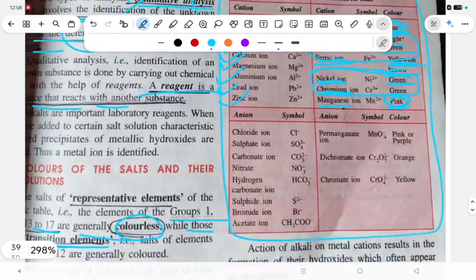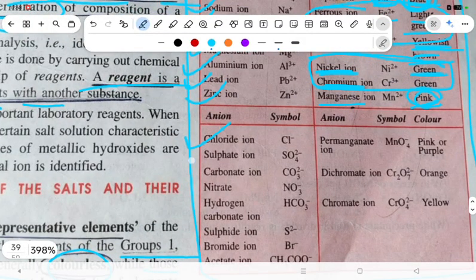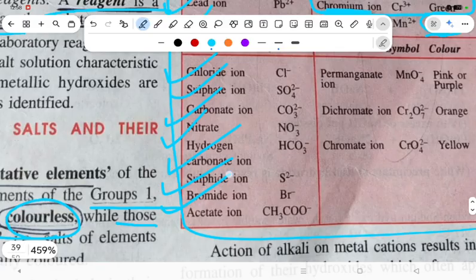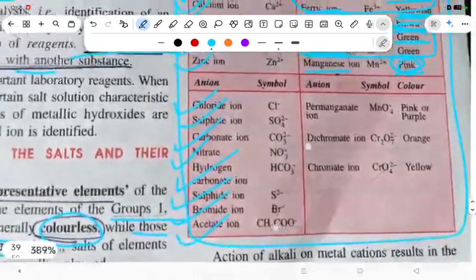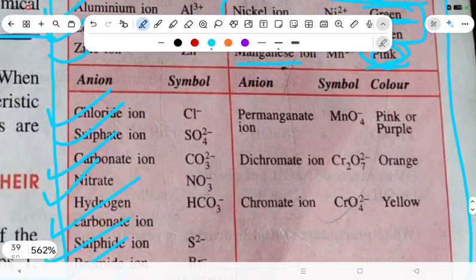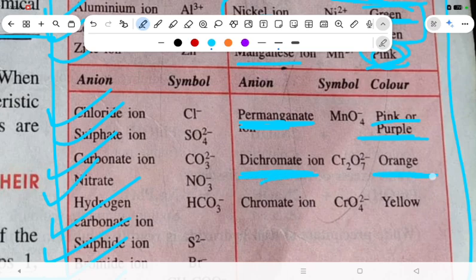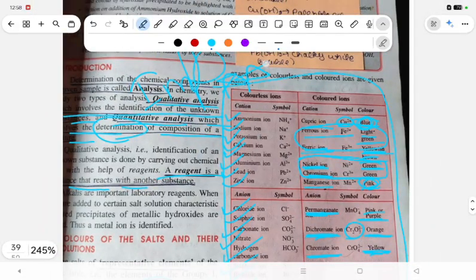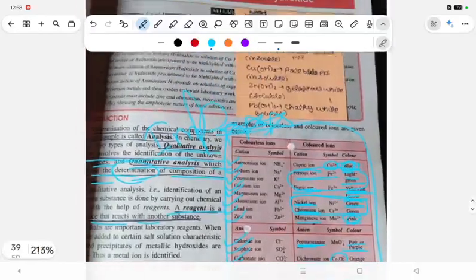Ions which are colorless: chloride, sulfate, carbonate, nitrate, hydrogen carbonate, sulfide, bromide, acetate. And anions which are colored: permanganate, pink or purple; dichromate, orange. Dichromate formula is Cr2O7 2-. Chromate is yellow. This table is very important, so please remember it, do not skip it from the examination point of view.